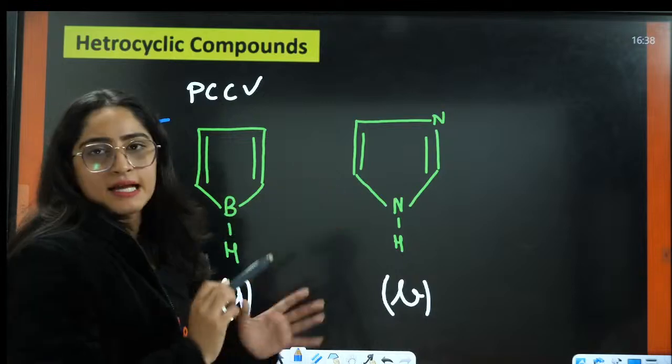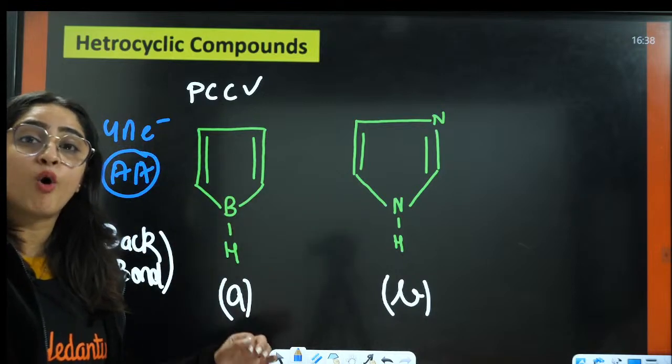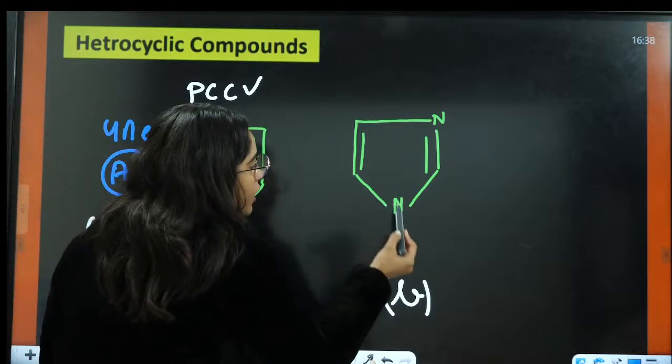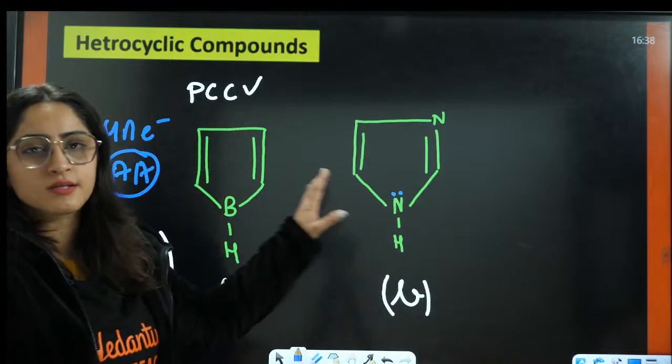So guys, let us understand this one. Now, also another important point here. What is the important point? You know, here there will be 1 lone pair on this nitrogen atom.